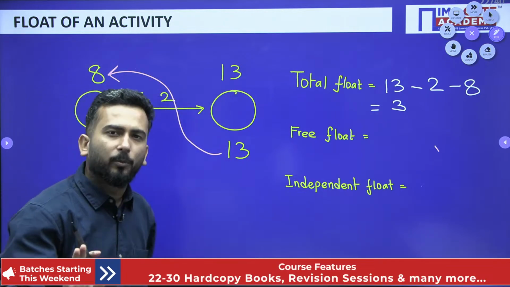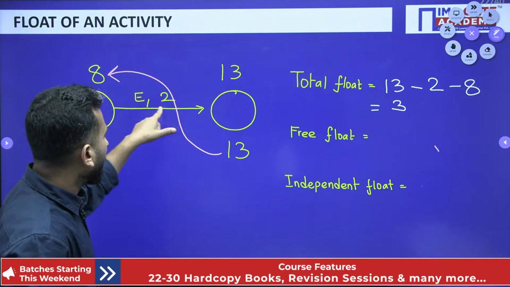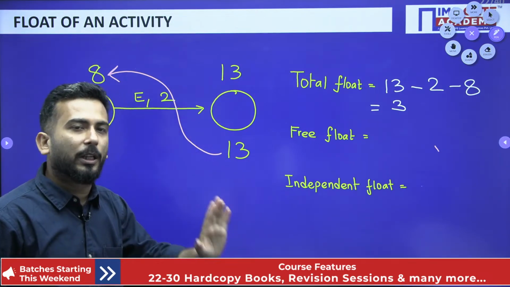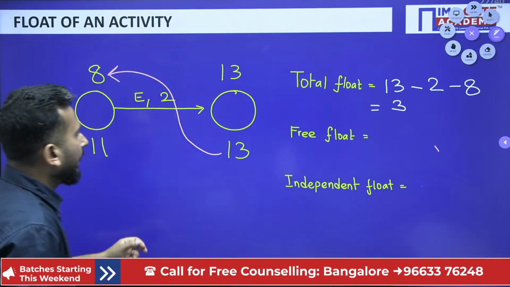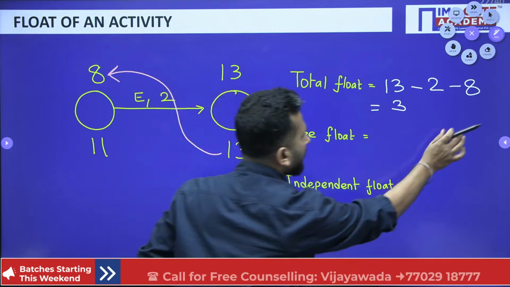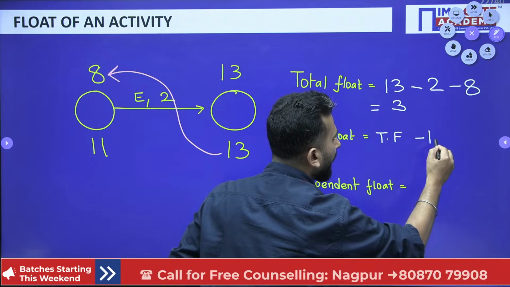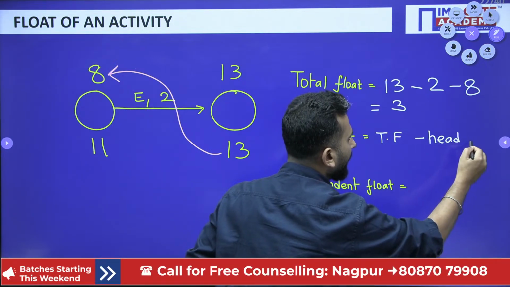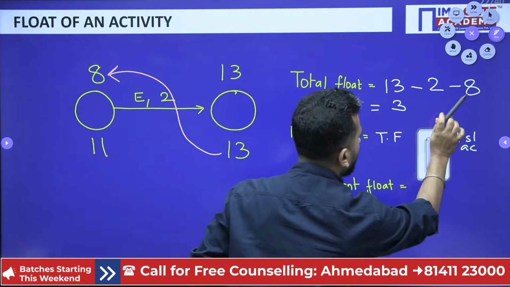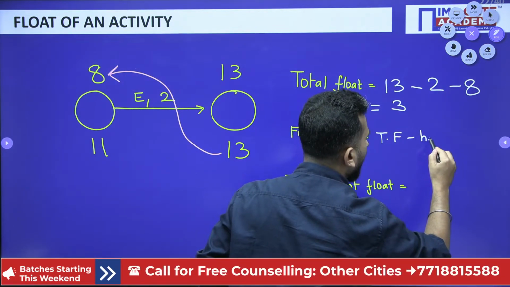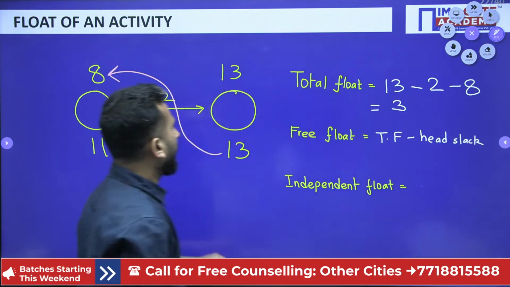There is a particular formula, I know. This is your LFT minus activity time minus EST. But if you follow this way, you can easily find the total float. What is the free float? Free float is total float minus head slack. So total float is 3.